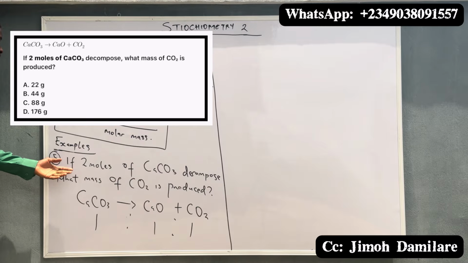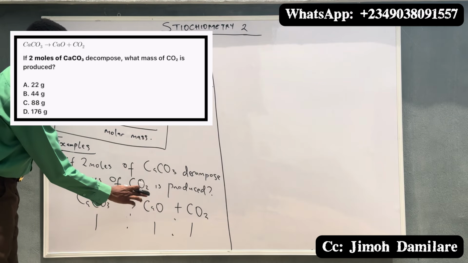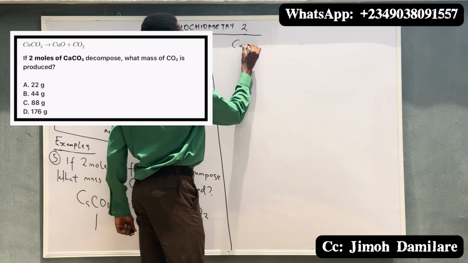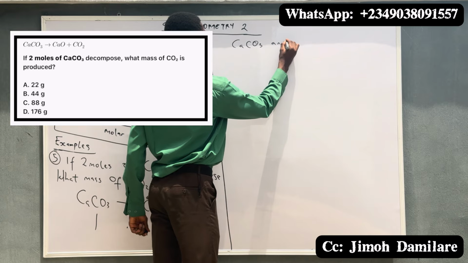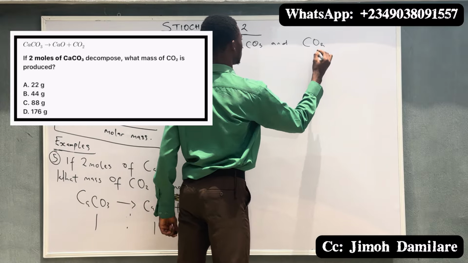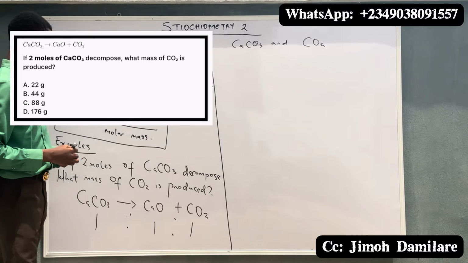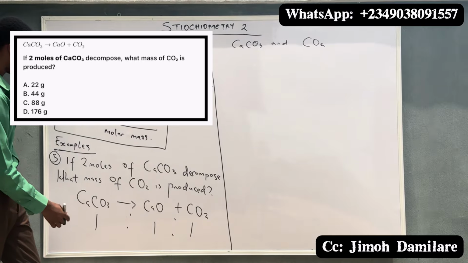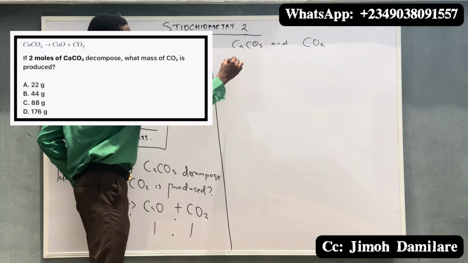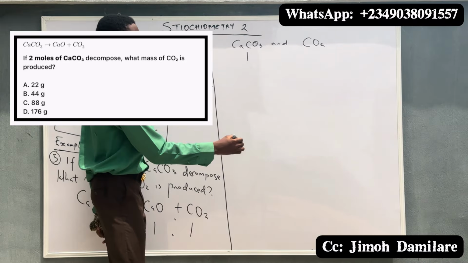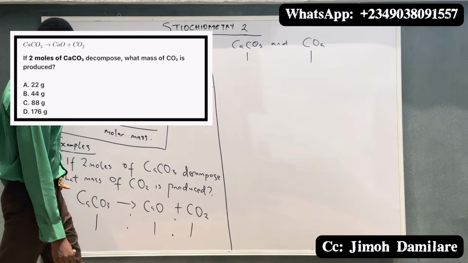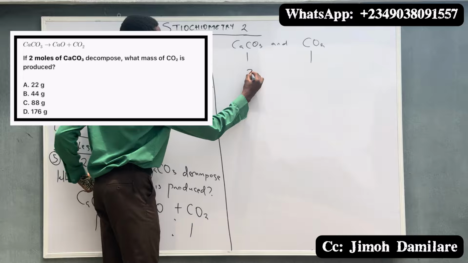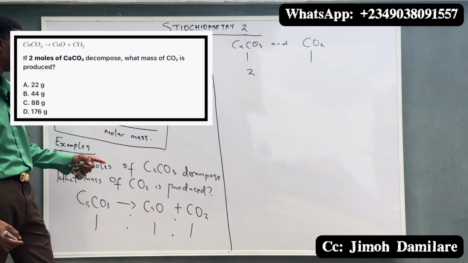Now, the next step is to look at what the question is talking about. The question is talking about CaCO3 and CO2. So now that we know what the question is talking about, you can now put their mole ratio. We know that the mole ratio for CaCO3 is 1, while the mole ratio for CO2 is also 1. The question is now saying if 2 moles of CaCO3 decompose, what mass of CO2 is produced?